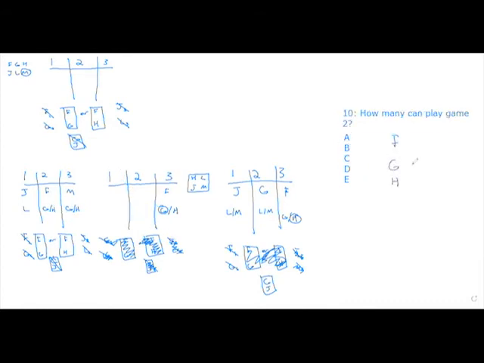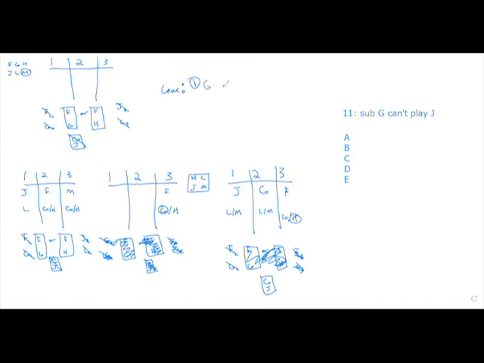Okay, question 10 says, how many can play Game 2? On these, we just got to write out all our pieces. If they can play in Game 2, then we check them off. Looks like F can, G can, H can, L can, M can, and J can, so all 6. Our answer choice is E.